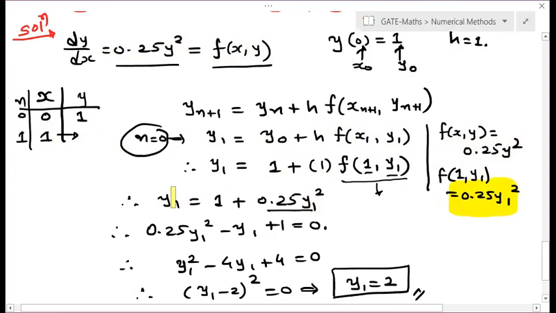Okay. So y1 here is 1 plus f of 1 comma y1, which is 0.25 y1 square. Is it clear or not? Chandrasekhar, till this point, is it clear? F of 1 comma y1 is 0.25 y1 square. Please give me some response. If it is not, okay, so yes, this is clear.